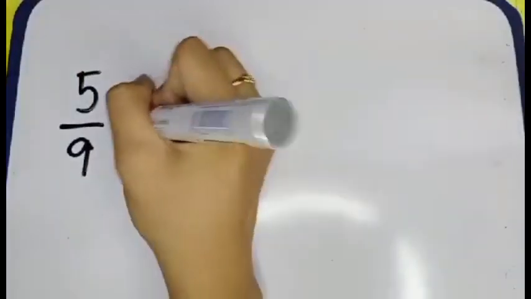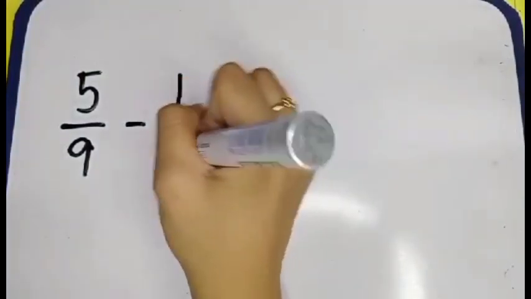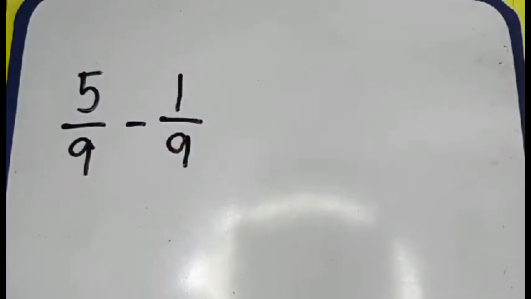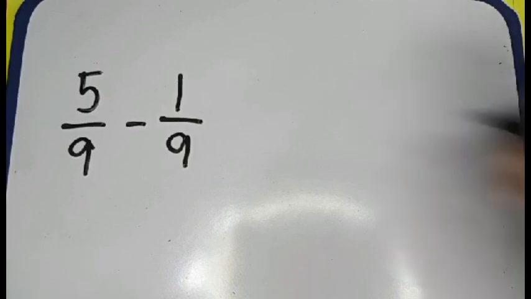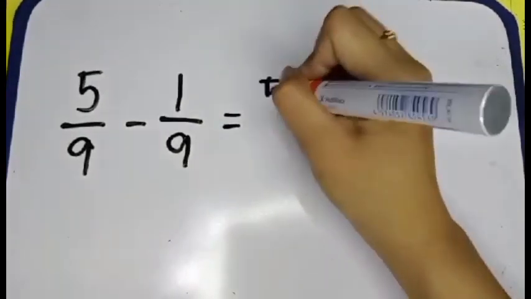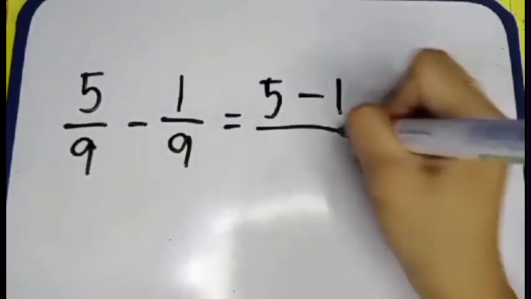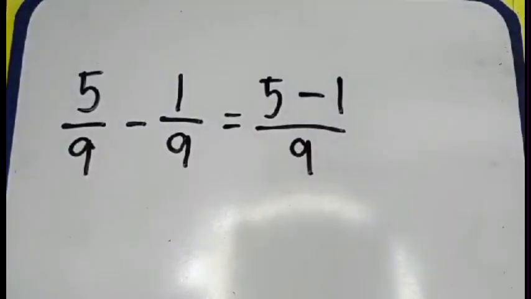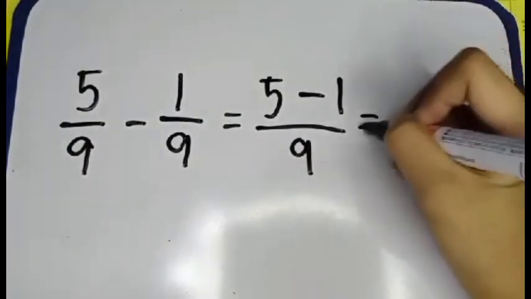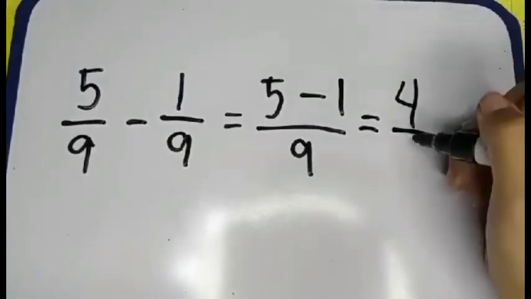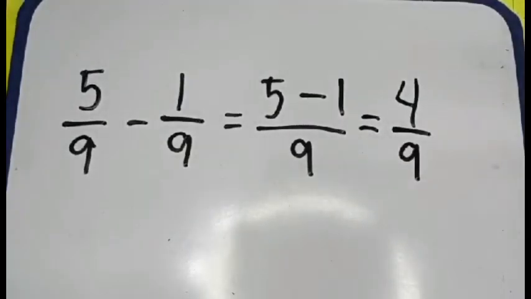Last example, we have 5 over 9 minus 1 over 9. Same process pa din, since pares pa din sila ng denominator, we just subtract both numerators, which is 5 minus 1, then copy the denominator. 5 minus 1 is equal to 4. Copy the denominator. And our answer is 4 over 9.